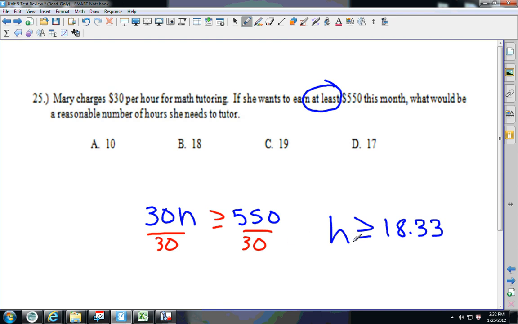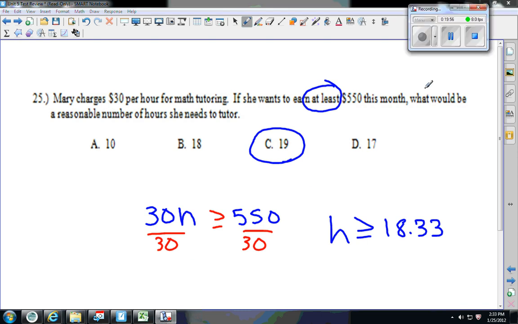Well, if it's got to be greater than, what number is bigger, the next number bigger than 18? It would be C, 19.